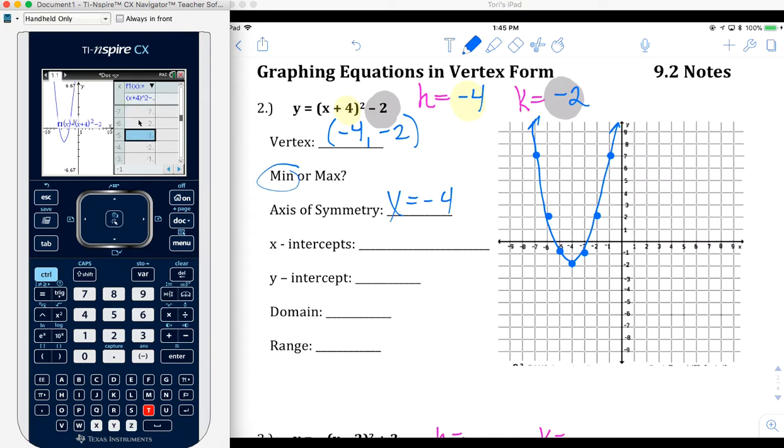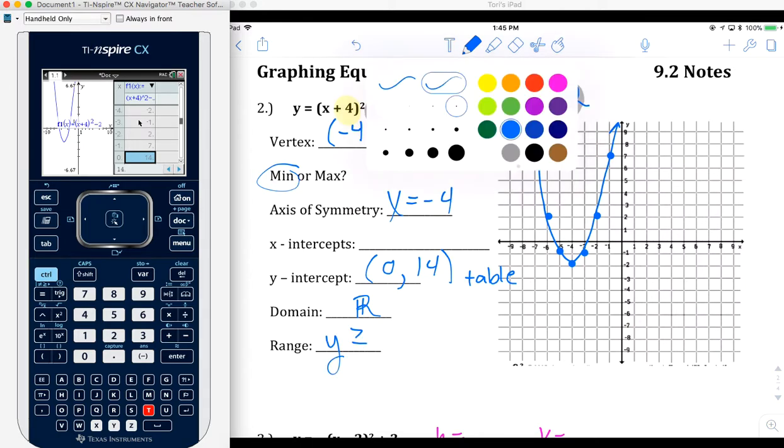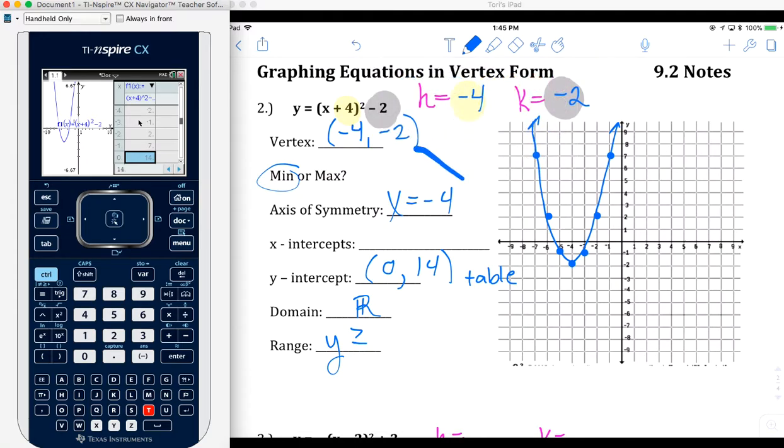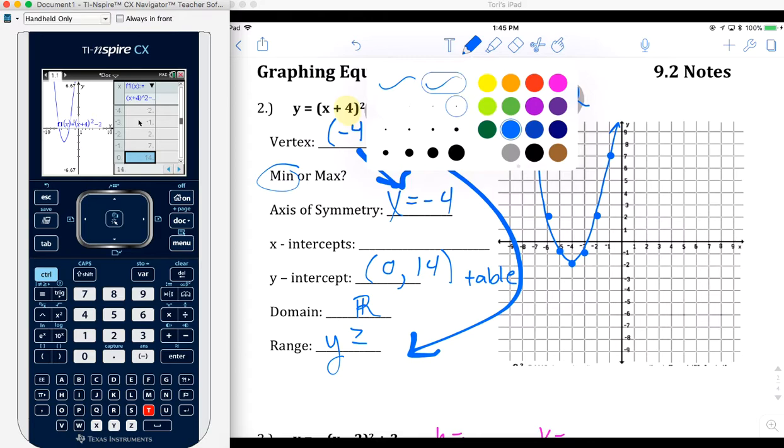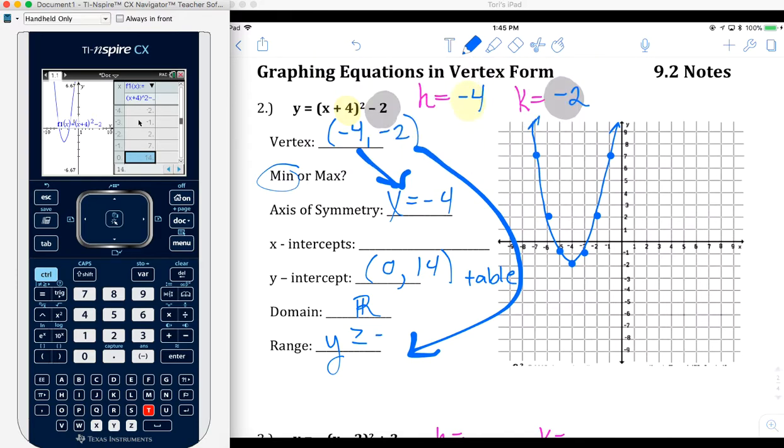So what I'm going to do is scroll back down, and I'm going to see 0 goes to where? Because that's a y-intercept. 0, comma what? It's going to be 0, comma 14. I just got that right out of the table. Okay. Domain is always all real numbers. And my range comes from the vertex. So y is greater than or equal to, grab my number, taking it all the way from up here, y is greater than or equal to -2.